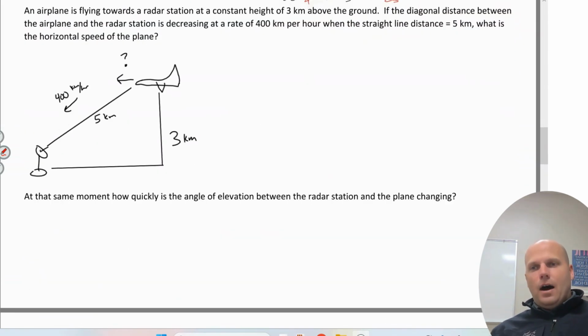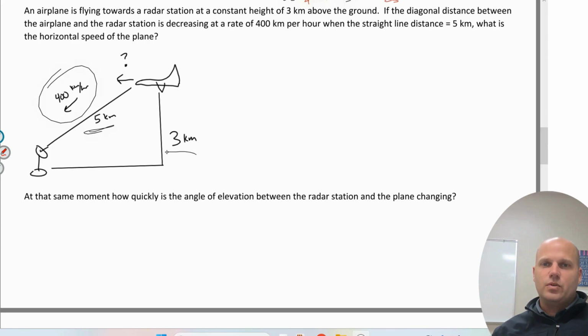Okay, now we have a different situation. This airplane, where we're told the diagonal distance is decreasing. We have a diagonal distance. We say the airplane is flying horizontally 3 kilometers in the air. So we see that d is changing. We see that x is changing.